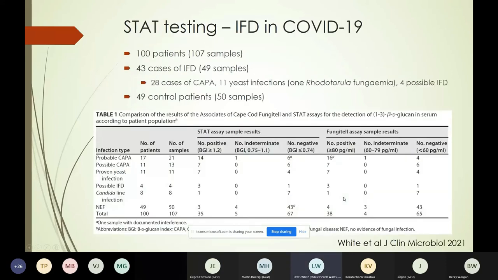We tested 100 patients and 107 samples, and we had 43 cases of invasive fungal disease: 28 cases of CAPA, 17 probable, 11 possible, and 11 yeast infections, including one Rhodotorula fungemia and one unidentified yeast infection from a sterile site. And we had 49 control patients. This paper is now published in JCM, the Journal of Clinical Microbiology, and you can see that overall performance, in terms of the breakdown of positivity across the patient cohort, is similar for both the Fungitell and the STAT assay.